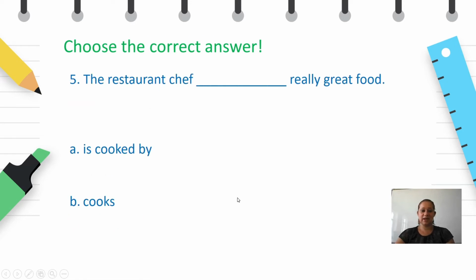All right. Question number 5. The restaurant chef really great food. So, do we say the restaurant chef is cooked by really great food, or do we say the restaurant chef cooks really great food? So we have the subject of the sentence, so it's definitely an active sentence, which means that the verb in B is the correct one. The restaurant chef cooks really great food.